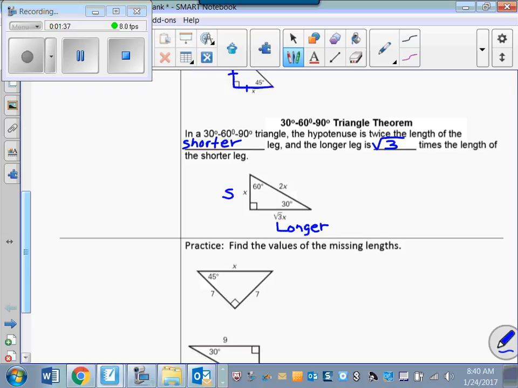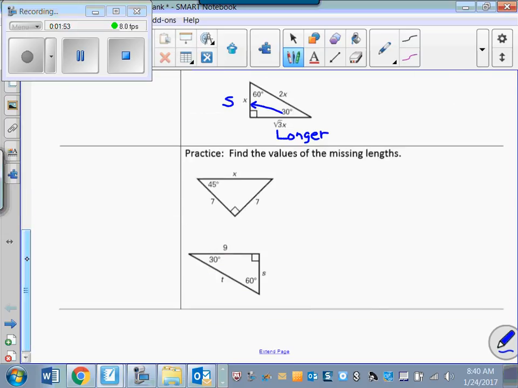How do we know which one's shorter or longer? Oh, we learned this in the last unit, right? Since 30 degrees is smaller than 60 degrees, we know that the leg across from the 30-degree angle is always going to be the shorter leg.